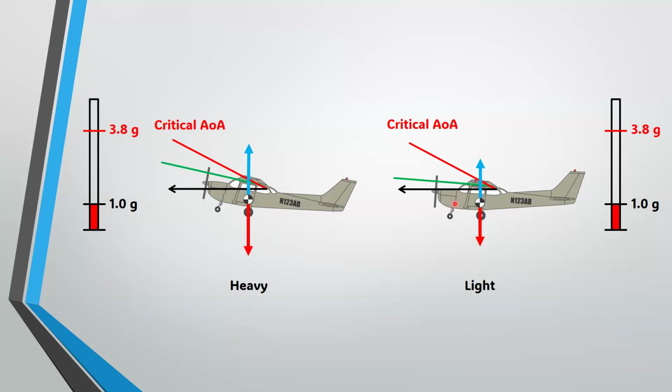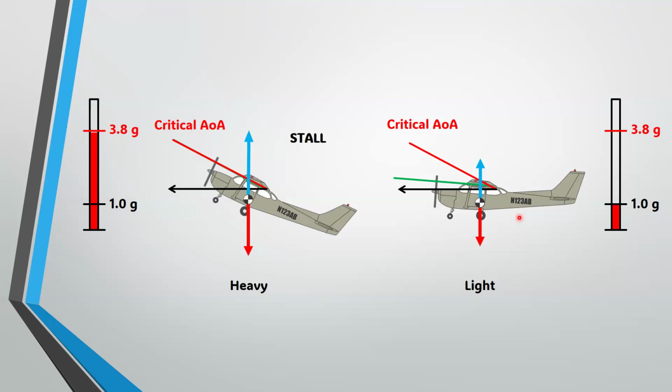So let's look at those two airplanes. One is heavy and one is light. Both fly at the same airspeed, which is the maneuvering speed for the heavy airplane. If we deflect the controls, then at some point we will start increasing the angle of attack, and at some point the airplane will stall. However, it will happen before it will exceed its maximum load factor.